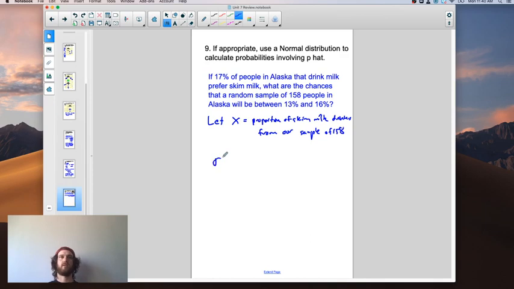Okay? So we're going to do the standard deviation of p hat is equal to the square root of 0.17 times 0.83 divided by 158. Whoops.